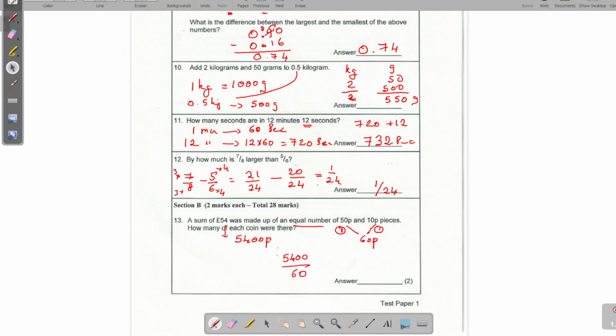So you can cancel. Both of them divide by 10. 6 will go into 540, 90 times. So you will have 90 60-pence amounts. But you don't have a 60 pence coin. You have a 50 pence and a 10 pence. So you will have 90 50p coins and 90 10p coins. How many of each coin were there? 90 each.